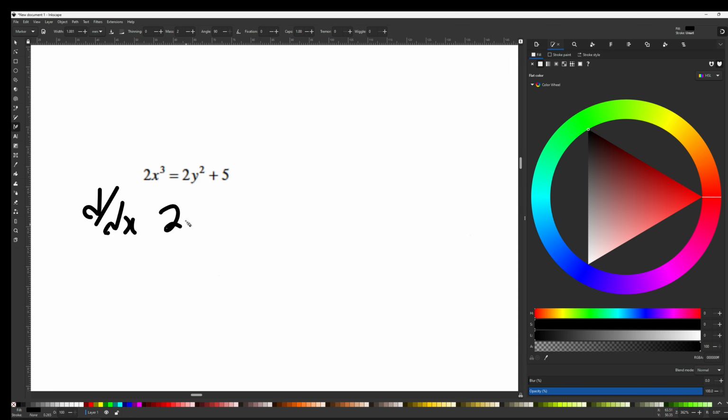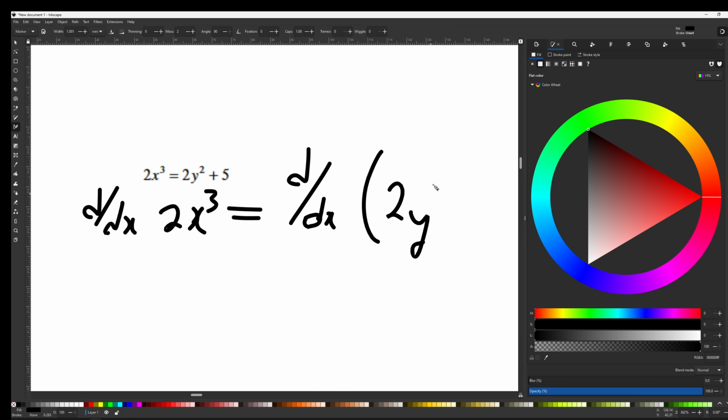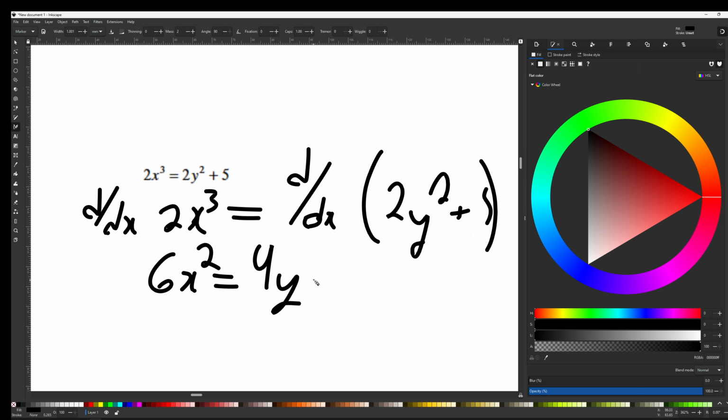d/dx of 2x cubed is equal to the derivative of 2y squared plus 5. The derivative of 2x cubed is going to be 2 times 3x squared, which is 6x squared. That's going to be equal to the derivative of 2y squared, which is going to be 2 times 2y, so 4y. And here, since we differentiated with respect to y, we're going to put dy/dx right after.